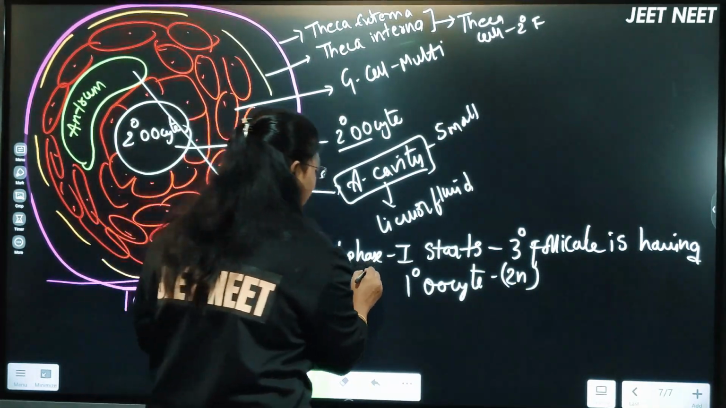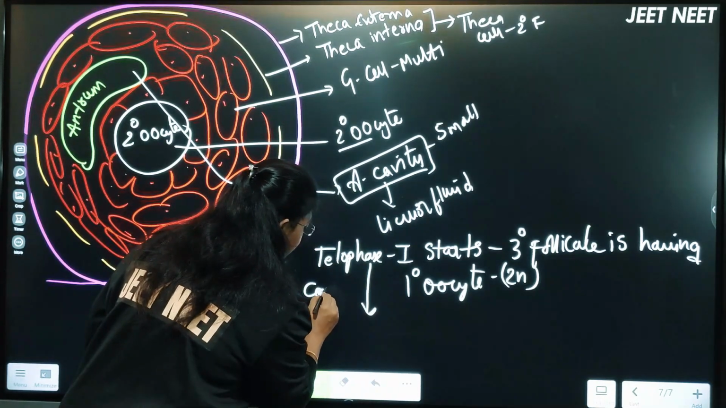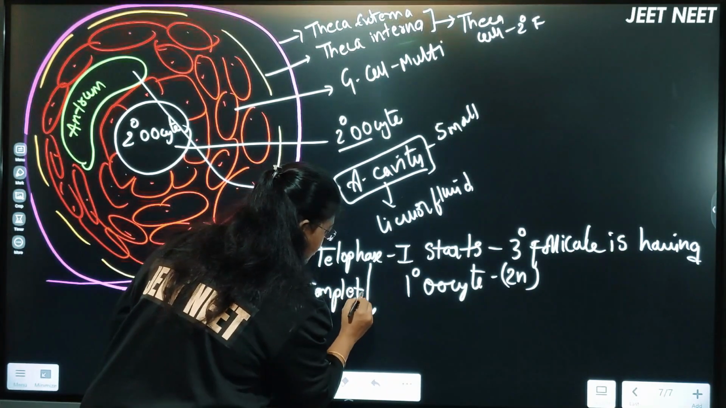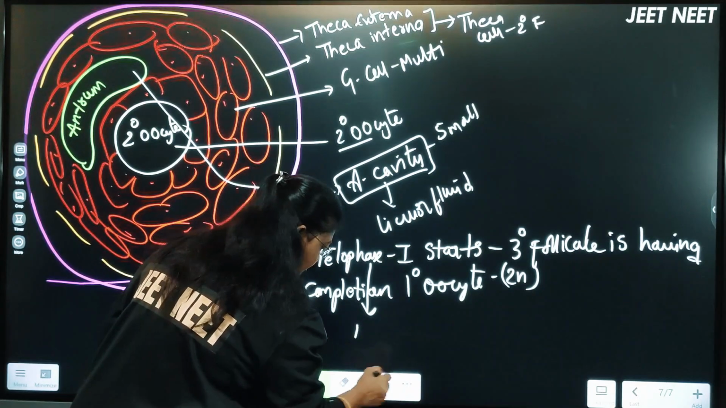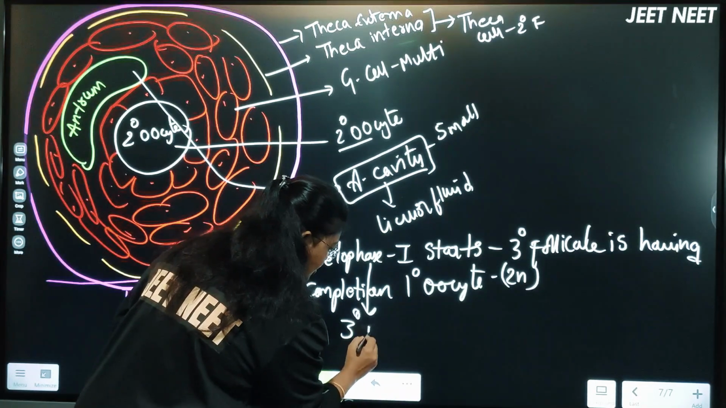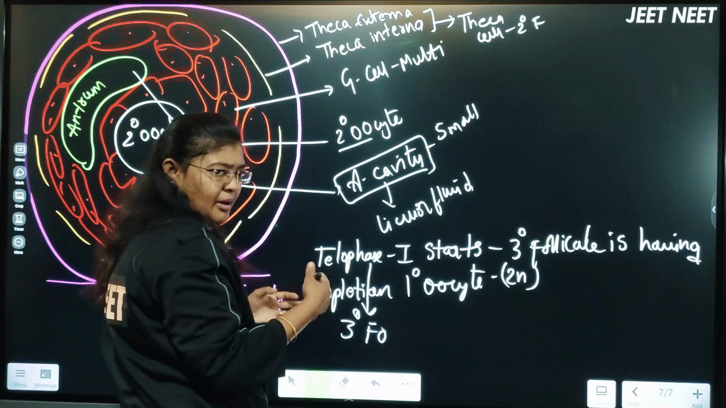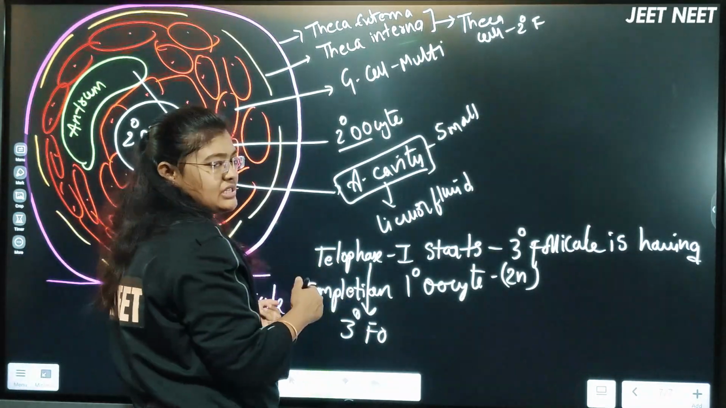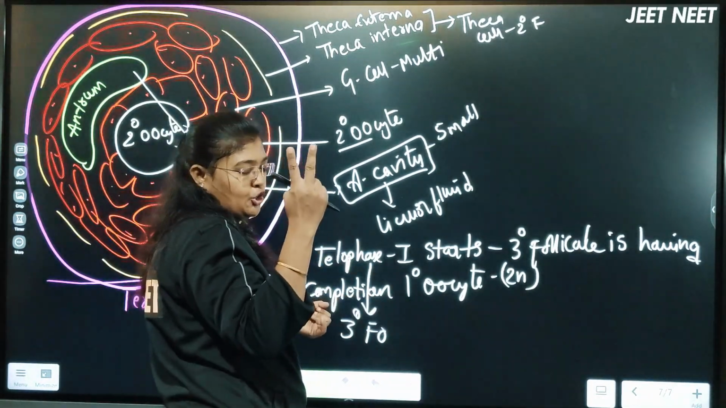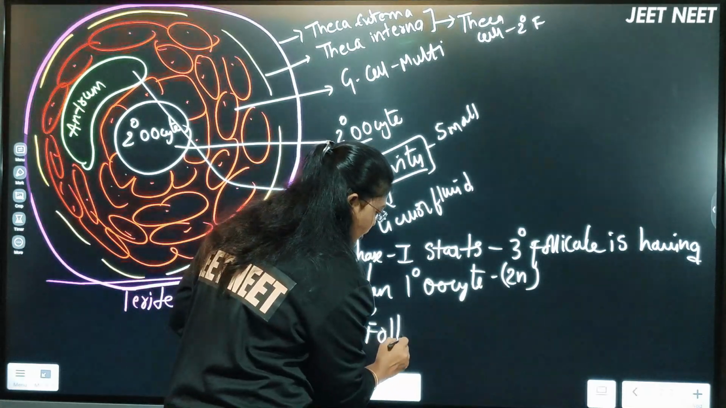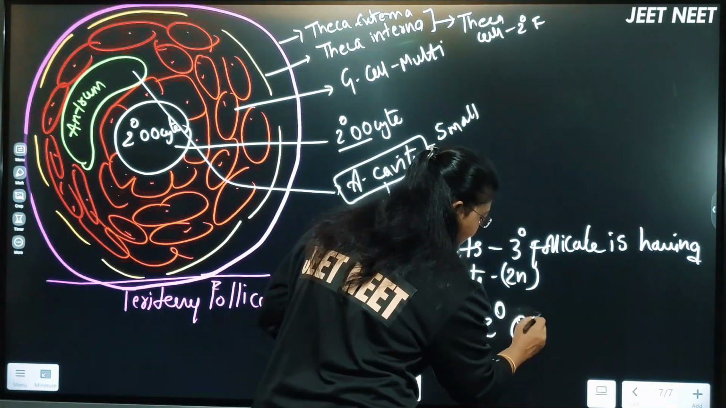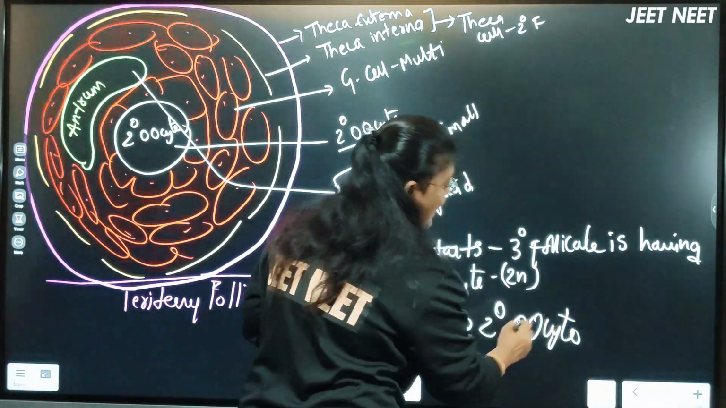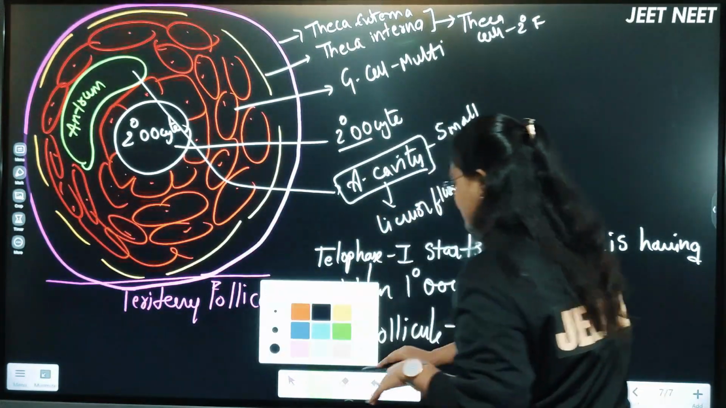But at the completion of telophase 1, the tertiary follicle will complete its division now beta. When the division completes, how many cells will form after telophase 1? Two cells. But the tertiary follicle is going to have which oocyte? Secondary oocyte. I'll just draw it here. See this one beta, see everyone.